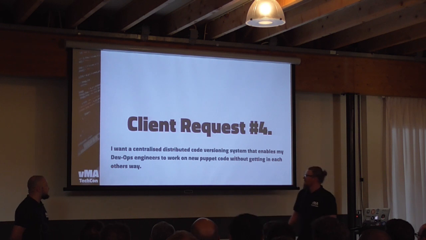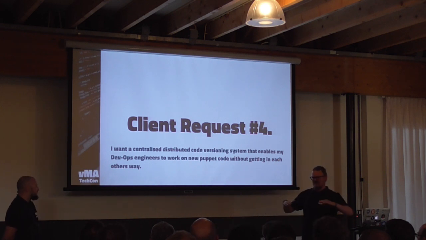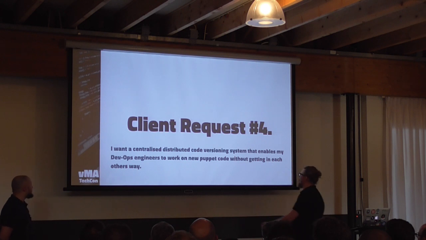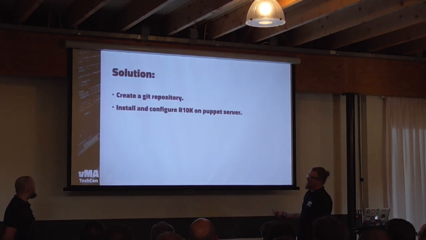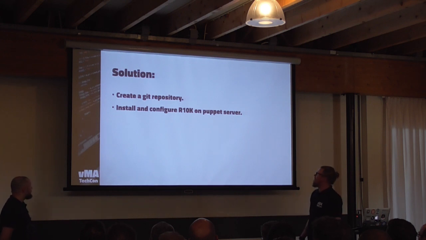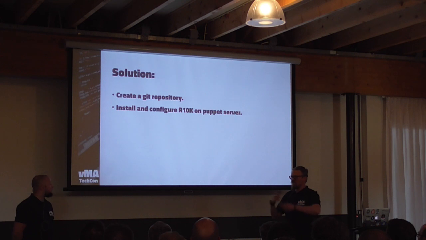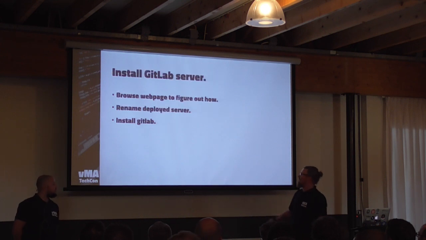to modify the same files. You don't want to have a bunch of guys all SSHing into your Puppet master and working in that manifest file. Yes, so we need some distributed code versioning system. Right, so Git. Create a Git repository and install and configure R10K on the Puppet server, which will run with a cron job and automatically gets that code.